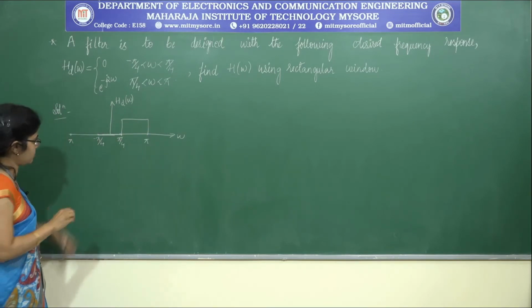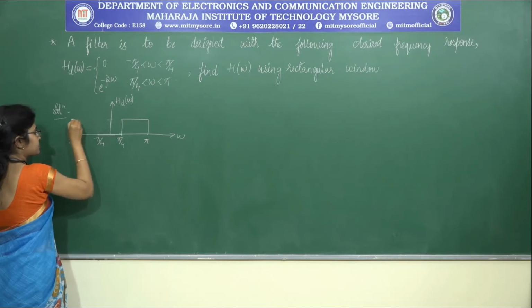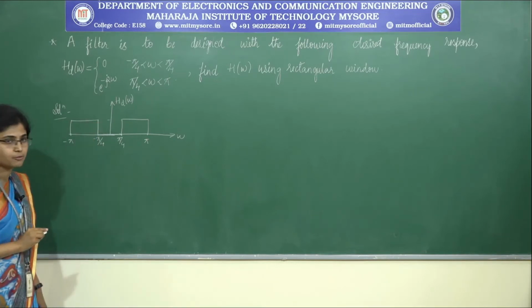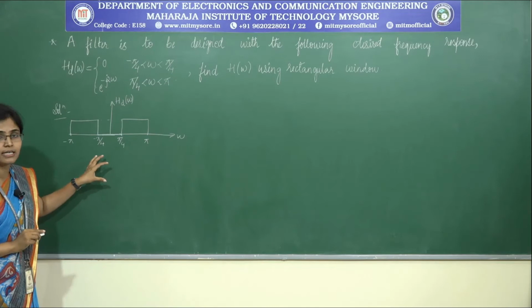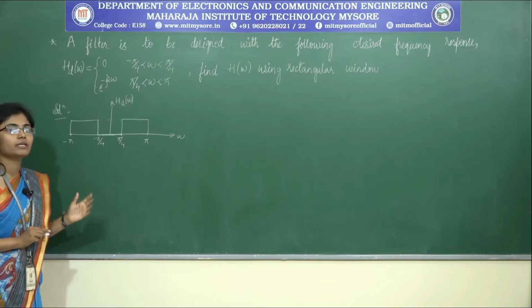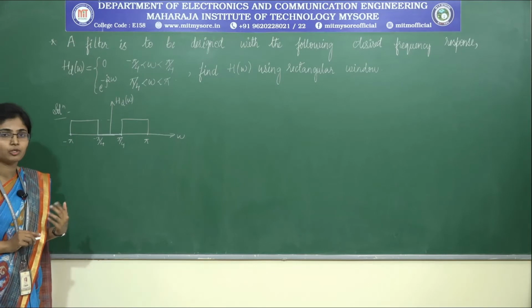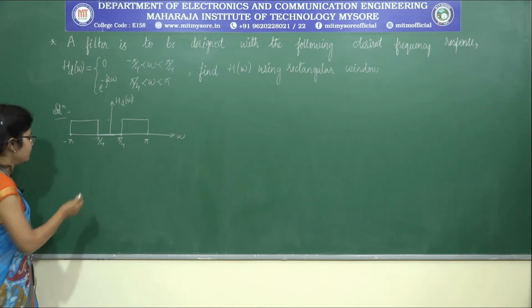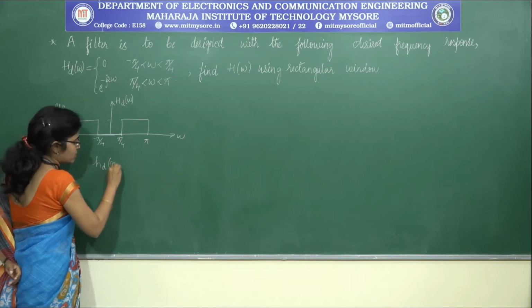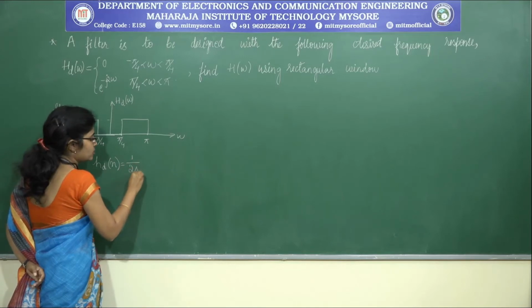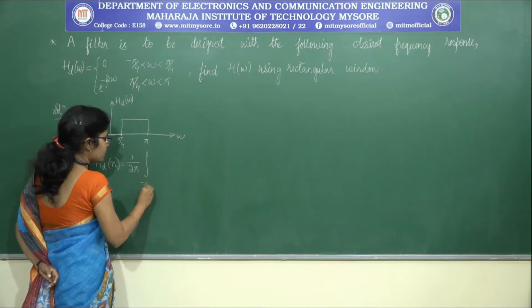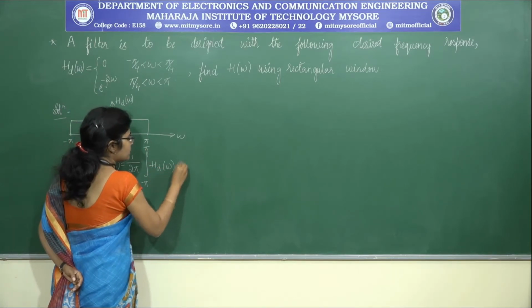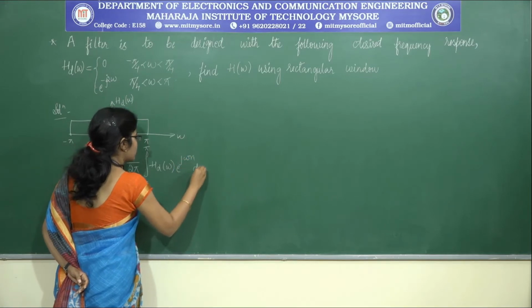If I take the mirror image of this, from minus pi to minus pi by 4 we will get the same response. So looking at this, first I need to find HD of n. Then with the help of HD of n, by using the rectangular window, we need to find H of n. Later we can find the frequency response. So we know the expression for HD of n, which is equal to 1 divided by 2 pi integral from minus pi to plus pi HD of omega into e power j omega n into d omega.